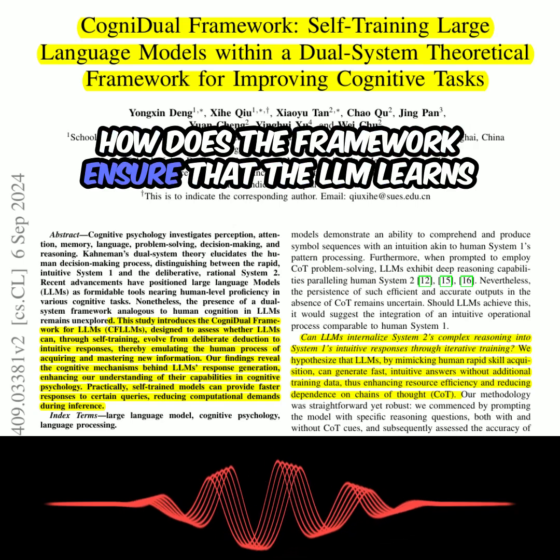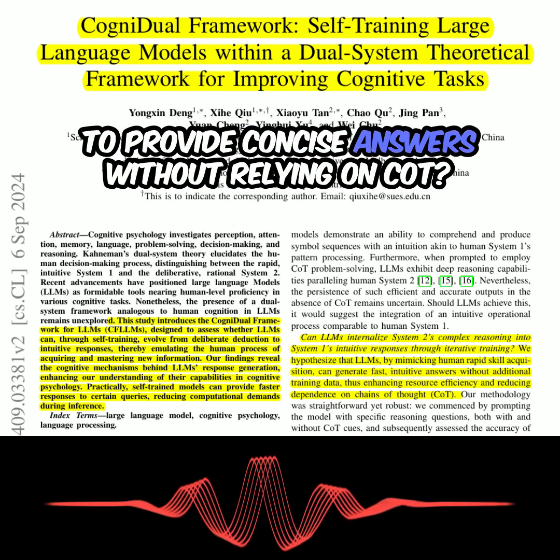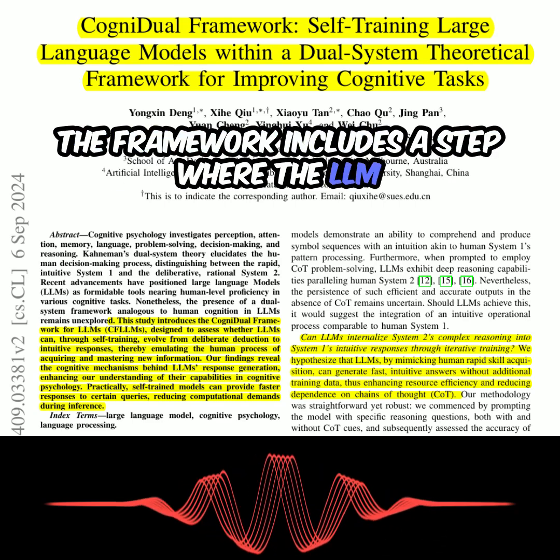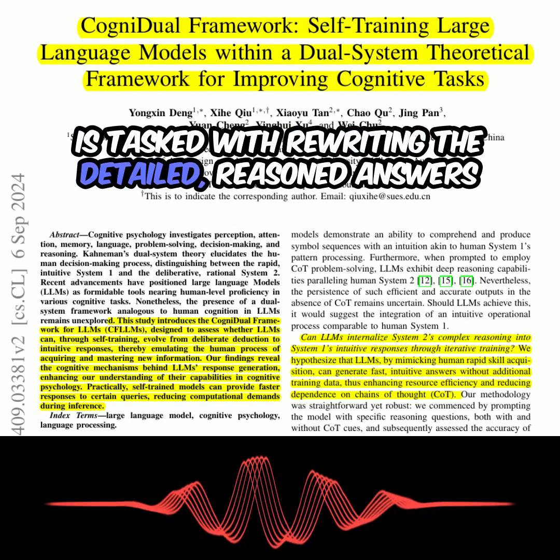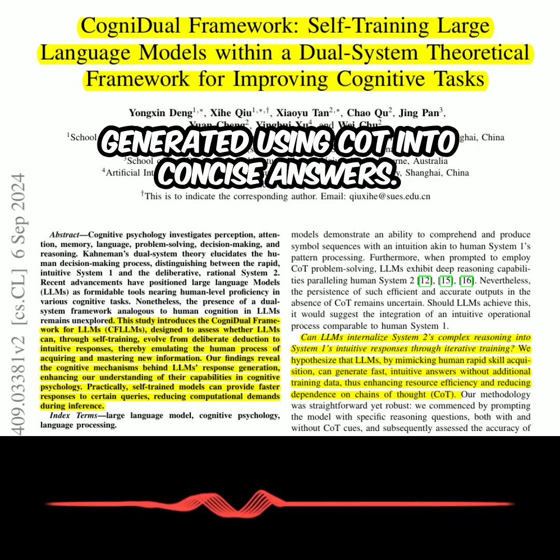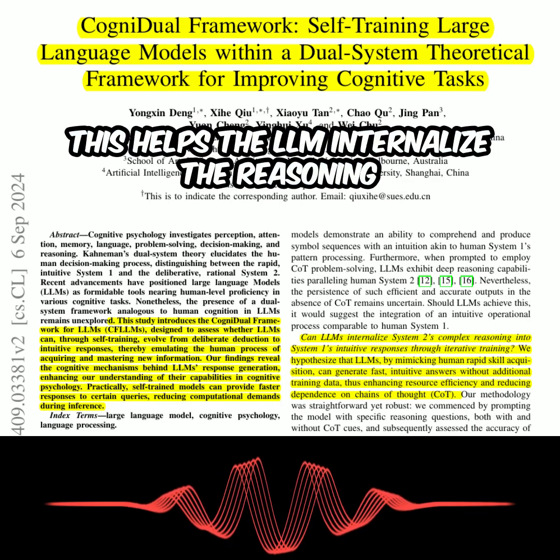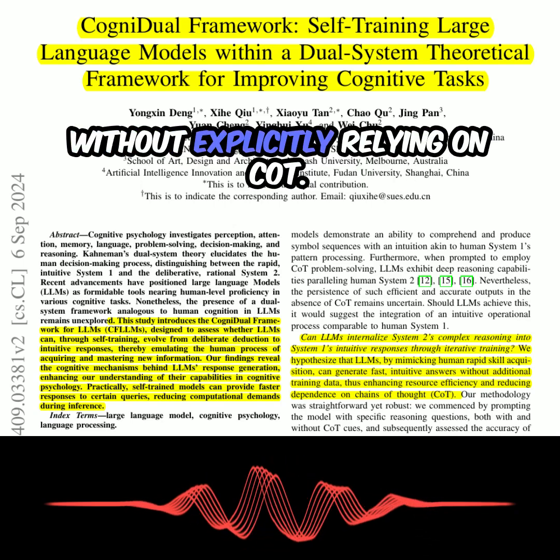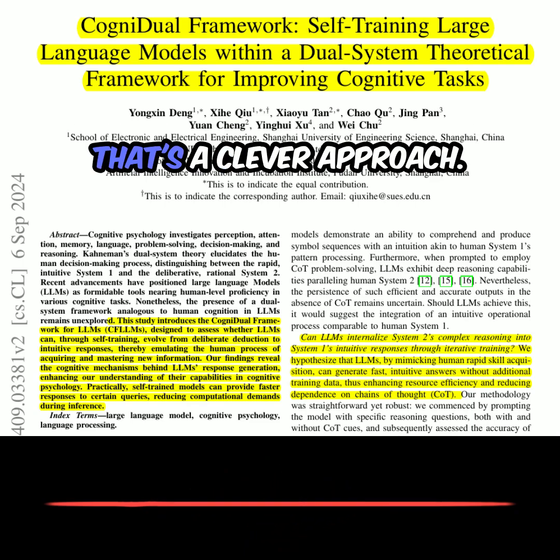How does the framework ensure that the LLM learns to provide concise answers without relying on CoT? The framework includes a step where the LLM is tasked with rewriting the detailed, reasoned answers generated using CoT into concise answers. This helps the LLM internalize the reasoning process and learn to provide accurate answers without explicitly relying on CoT. That's a clever approach.